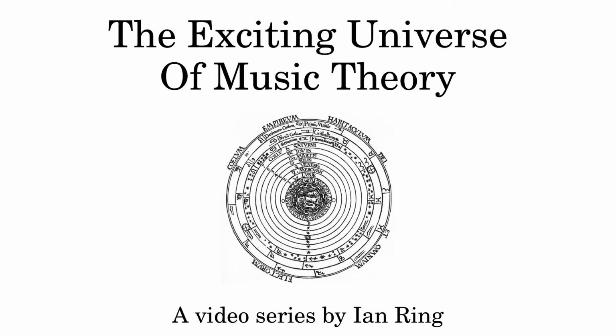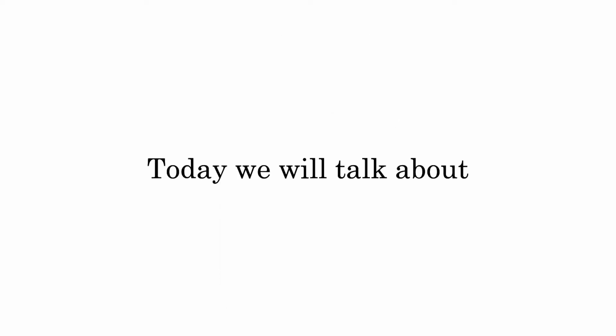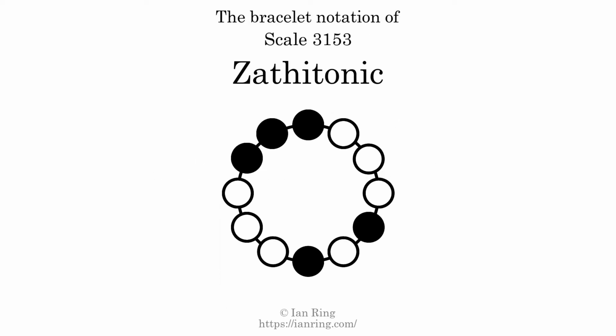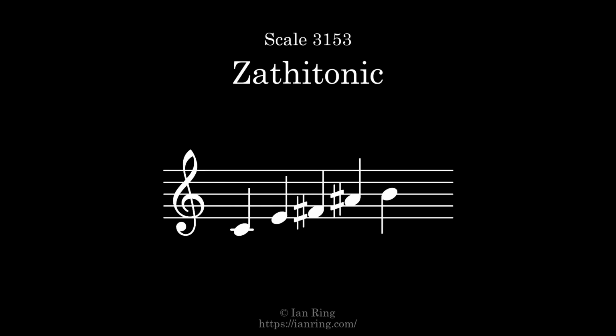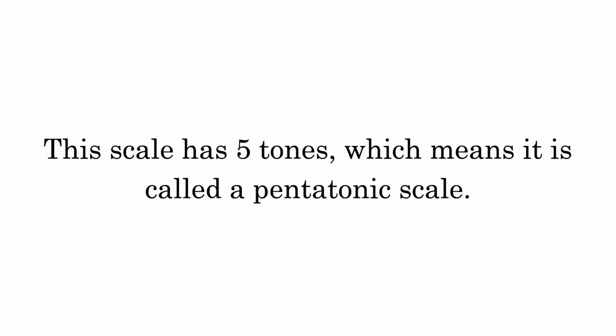Welcome to the exciting universe of music theory. Are you ready to learn? Then let's begin. Today we will talk about Scale 3153, Zathitonic, which sounds like this. This scale has 5 tones, which means it is called a pentatonic scale.